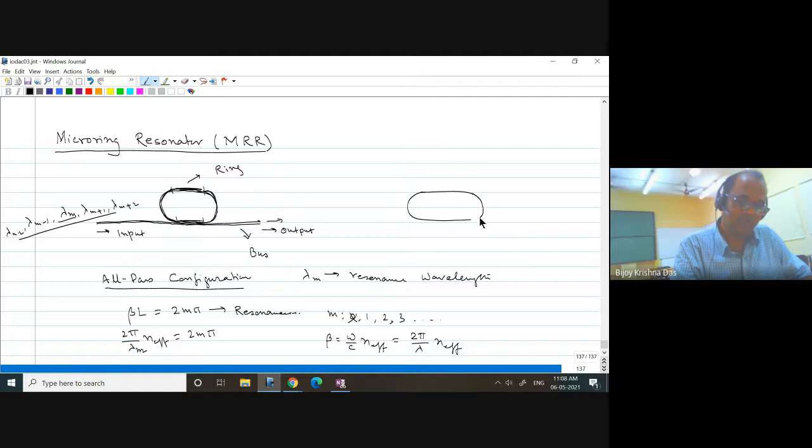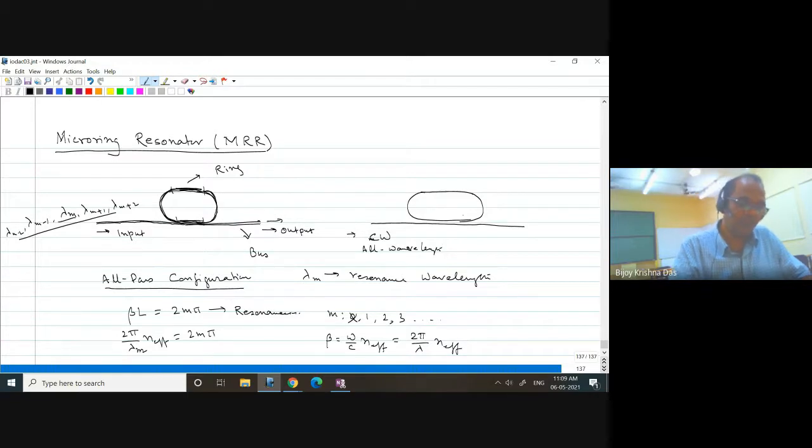Racetrack, we are writing again, and you can have one bus waveguide, all-pass configuration. I know that if I launch lambda m, say all wavelengths, suppose you have a continuous wave, CW, that means continuous wave, but all wavelengths you are launching. You are just tuning your input wavelength of the input electromagnetic wave. You are tuning all wavelengths, right?